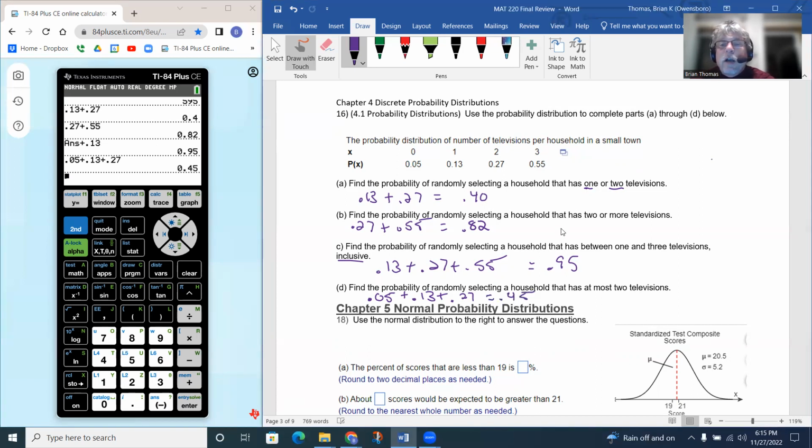Now you also could do the complement. You could have also said 1 minus the 0.55. That would be another way to do it because we're excluding the 3. Remember, probability has to add up to 1. So if I go 1 minus 0.55, that also would have given me the 0.45. So I could also use the complement in that situation.